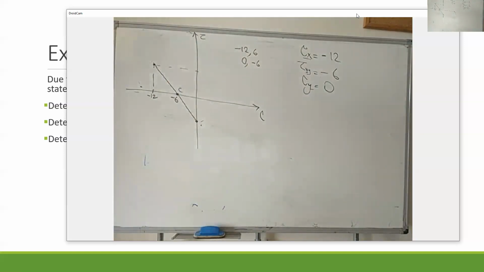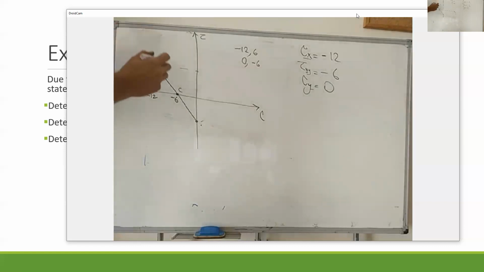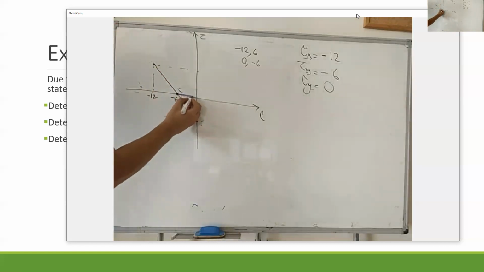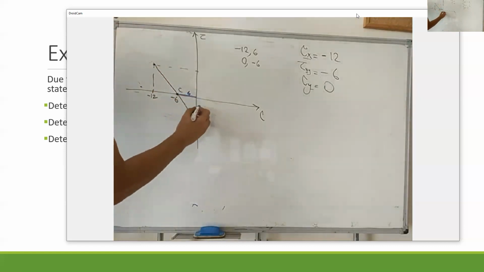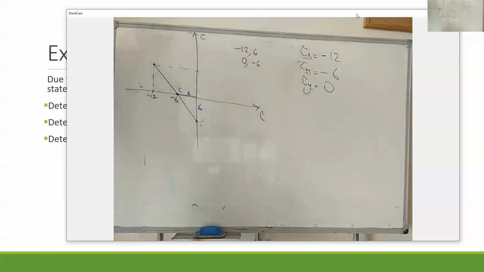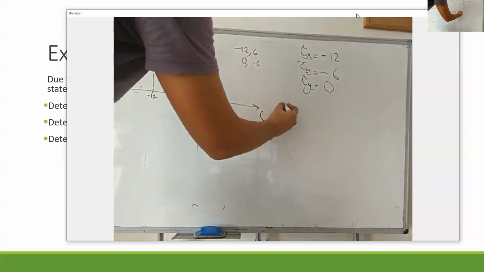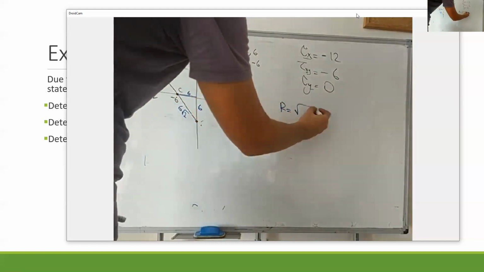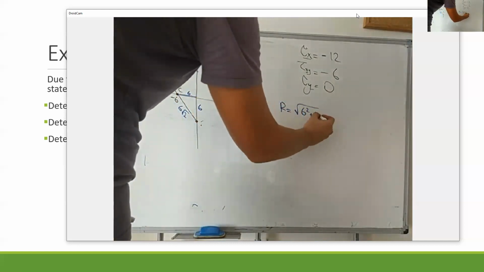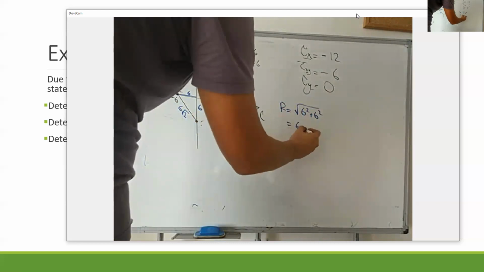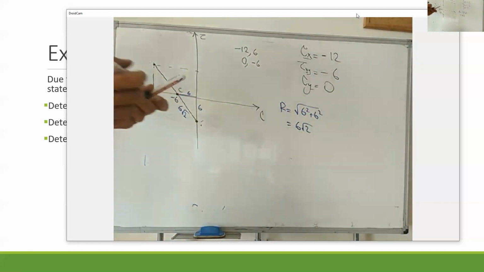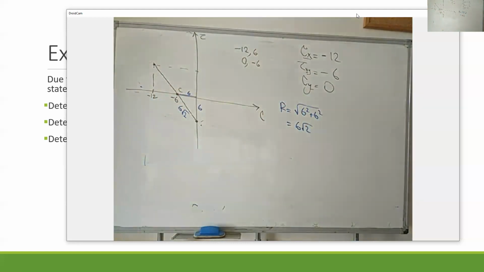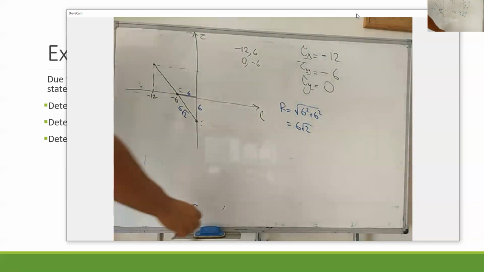The position is minus 6. Now, this value is 6, and this value is 6. Therefore, this is 6 square root 2. So R is equal to the square root of 6 squared plus 6 squared, which is 6 times square root 2. So I already found R.